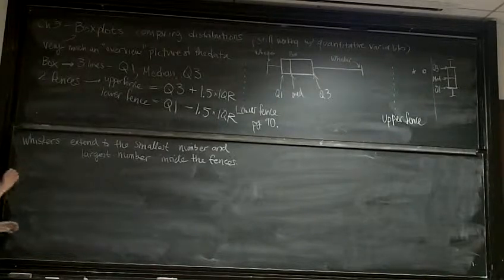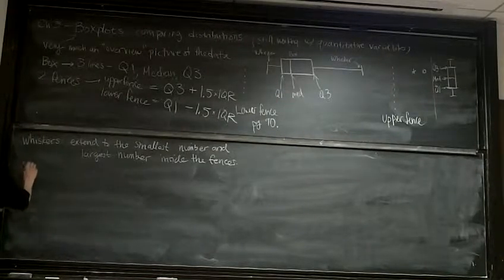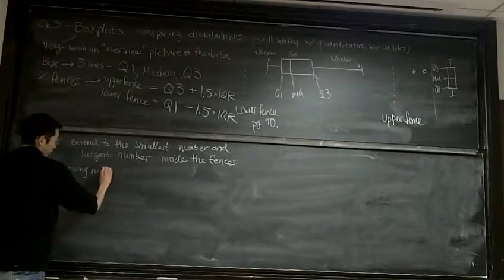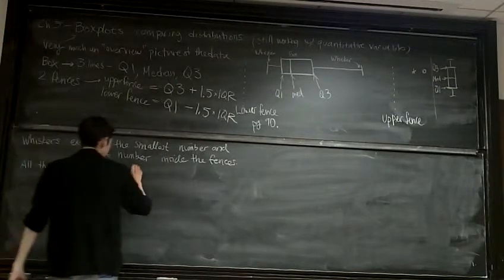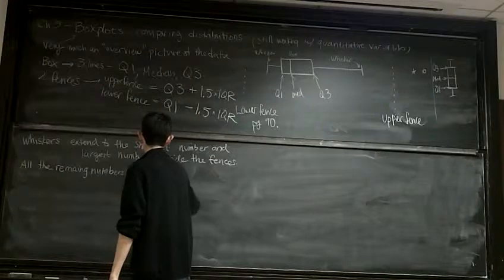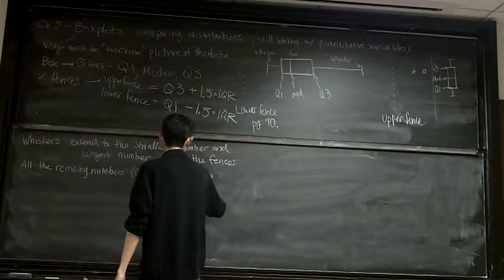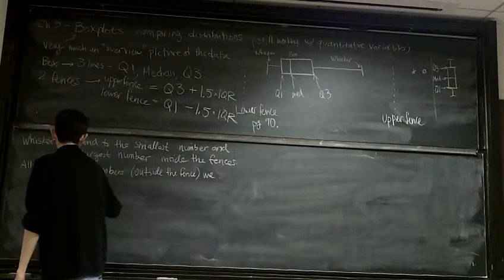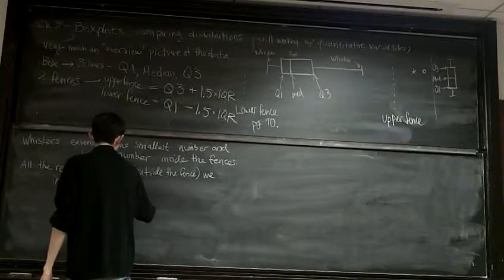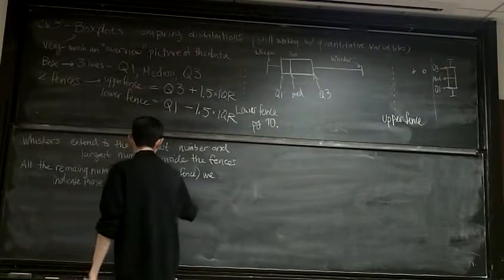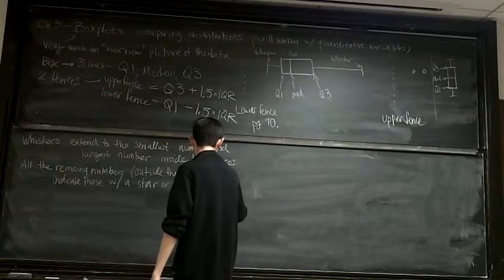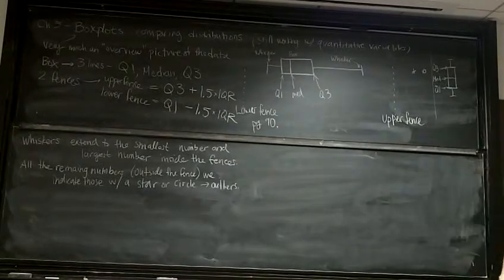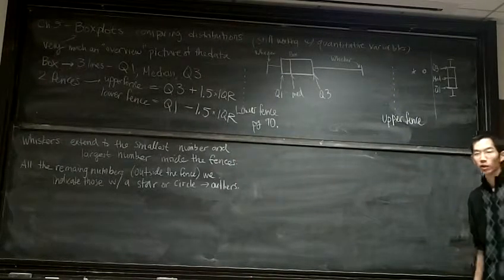And then all other numbers, all the remaining numbers, are outside of the fence. We indicate those with a star or circle. And they are called outliers. These are things that are unusually large or small.